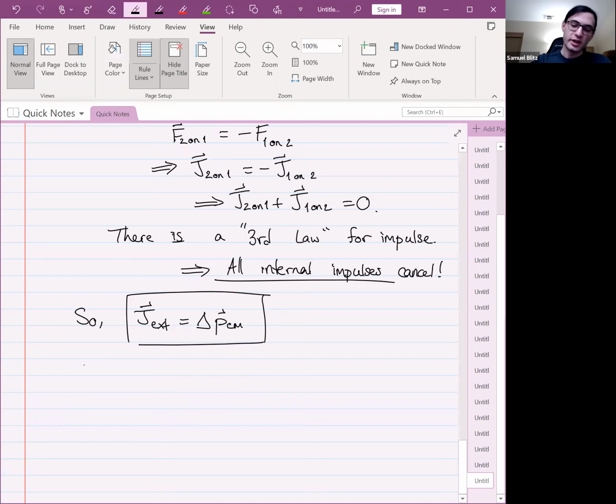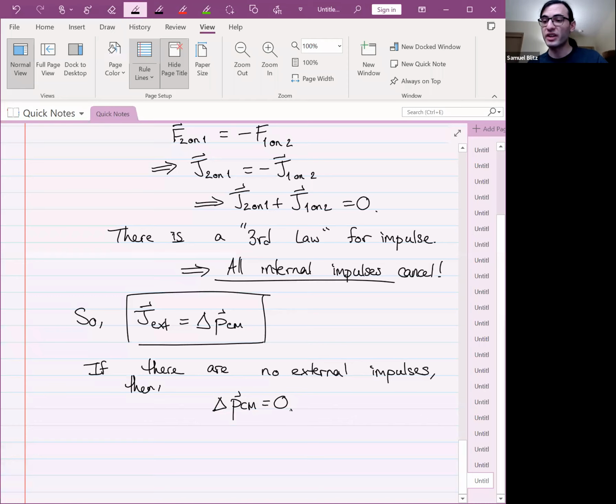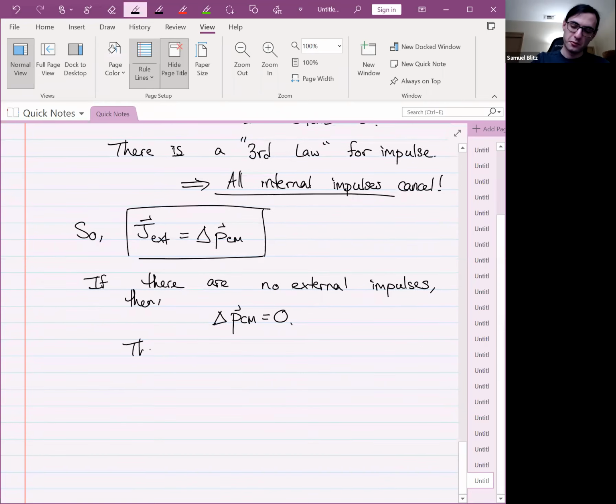And so in particular, if there are no external impulses, and remember, impulse is just an integral of force. So if there are no external forces, then there's no external impulses. Then the change in the momentum is 0, which is just to say again that the momentum would be conserved. So if there are no external forces to your system, the momentum of your system, from all we've just done, never changes.